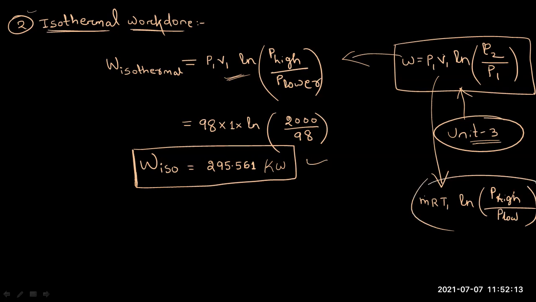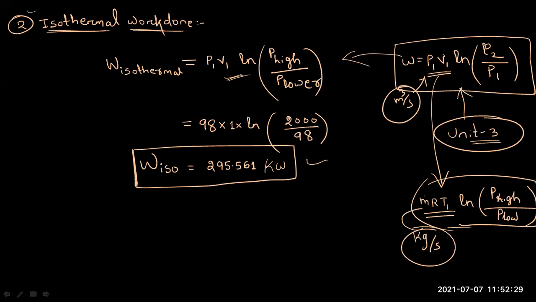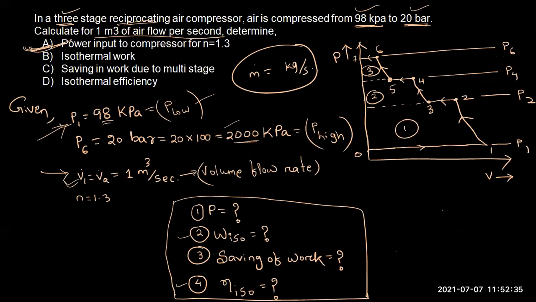Okay. So depending upon the demand of the question, you have to write whether it is P1 V1 or m R T1. If in the question paper volume flow rate is mentioned, then you apply this formula. If in the question paper mass flow rate in kg per second is mentioned, then you apply this formula and you will get the answer. Right? Okay. So this is the isothermal work done we have got.